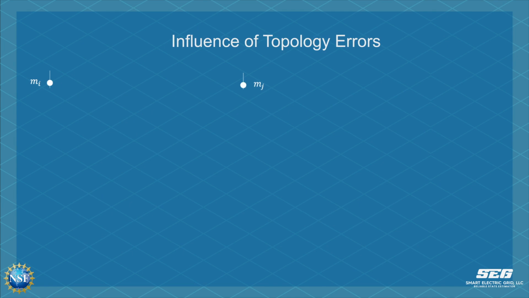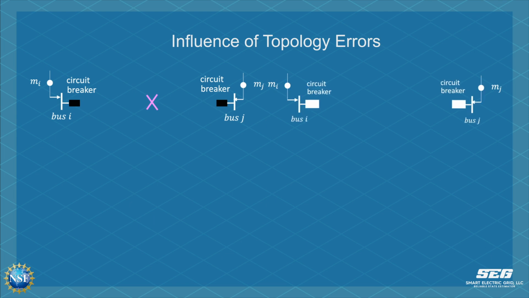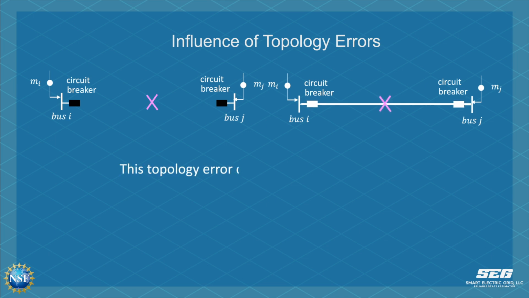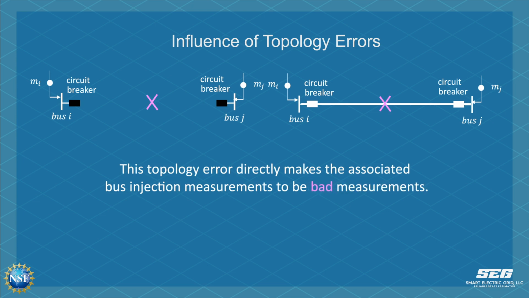A topology error occurs when a branch's state is modeled incorrectly, either from open to close or close to open. This makes the injection measurements at the branch's terminals bad. To avoid this, SE Plus tries to reject these injection measurements from entering the basis set, ZB, ensuring the state estimation solution is not affected by the topology error.